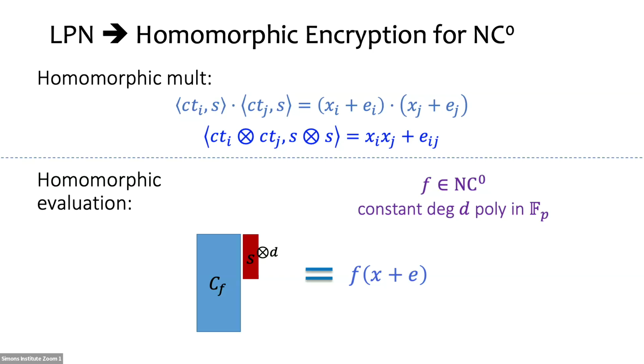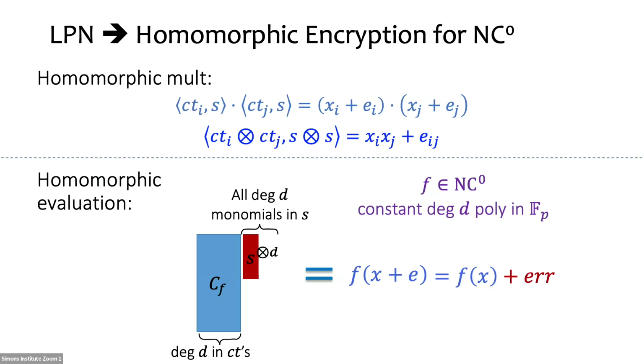And this will give me a ciphertext now written in matrix format. It can be decrypted by multiplying with all degree D monomials of the secret vector S to produce F, the constant degree polynomial evaluated on corrupted input. And this can be rewritten as the right output corrupted by some error vector err. What's nice is that if the original function we're evaluating is not only constant degree but also local, NC0, then the error vector is actually sparse.